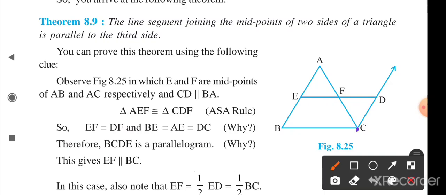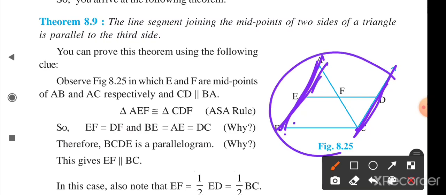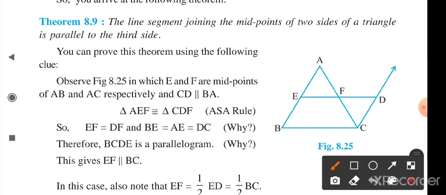You will draw a line from C which is parallel to AB. From C, CD is a line which is parallel to BA. It is by construction. Now see what you will do. First you will prove these two triangles, AFE and DFC, congruent to each other.